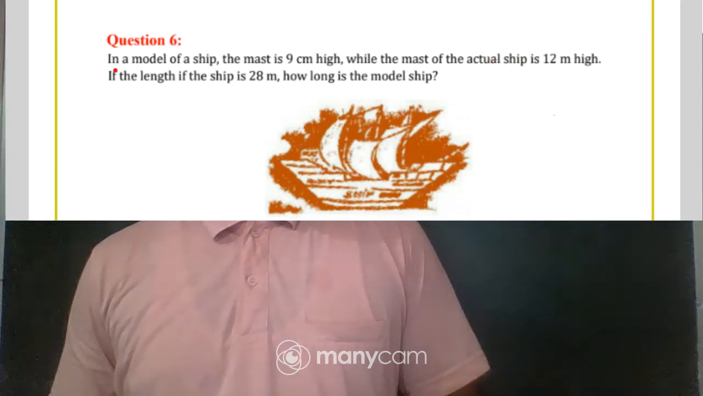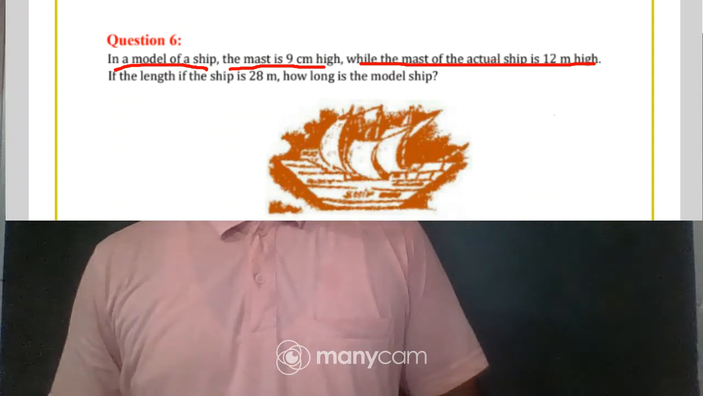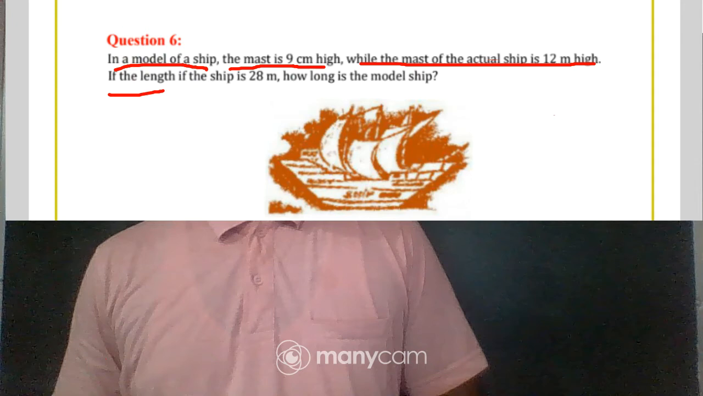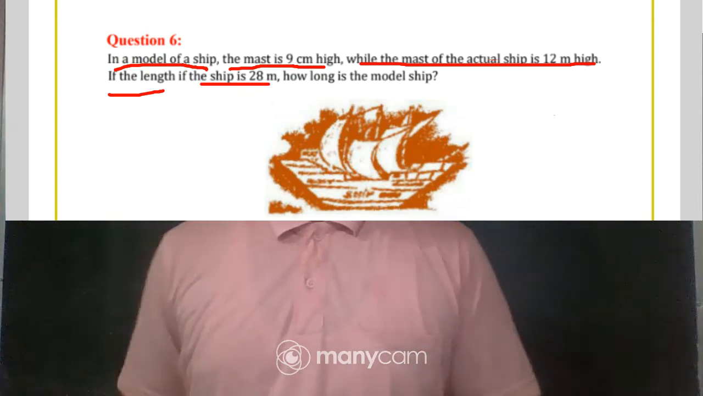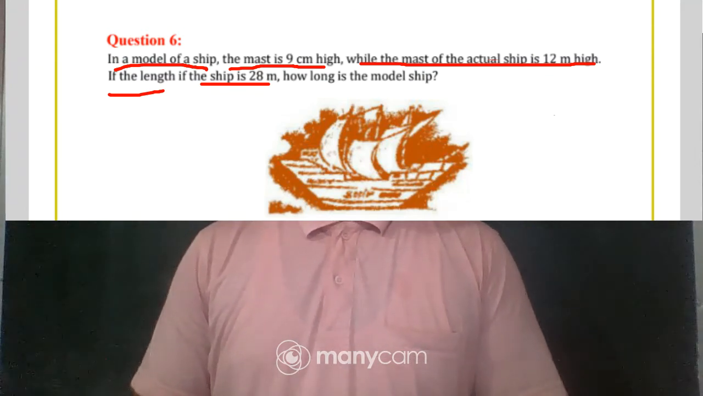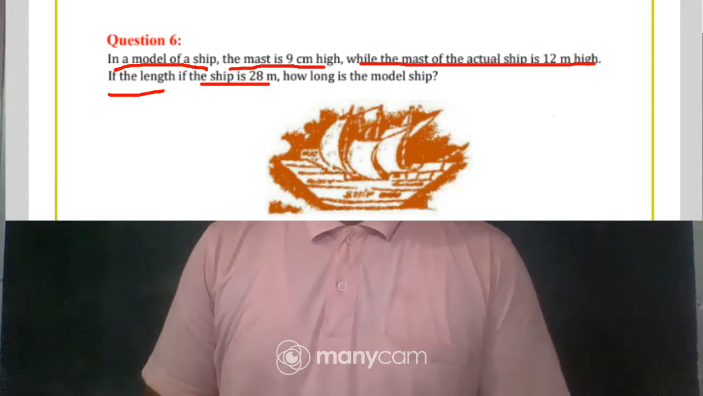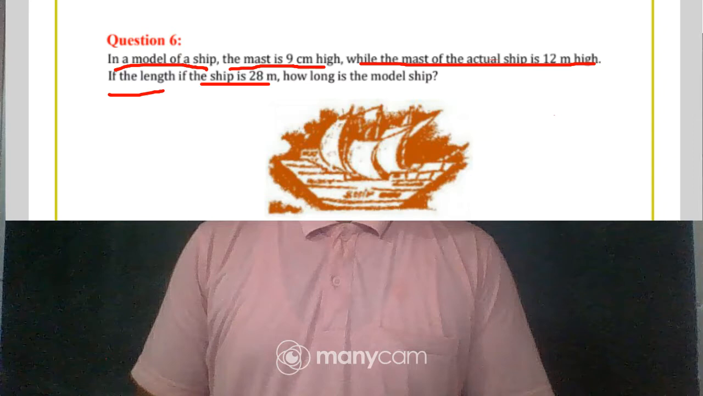In a model of a ship, the mast is 9 centimeter high, while the mast of the actual ship is 12 meter high. If the length of the ship is 28 meter, it means the mast of length is 28 meter. How long is the model ship?